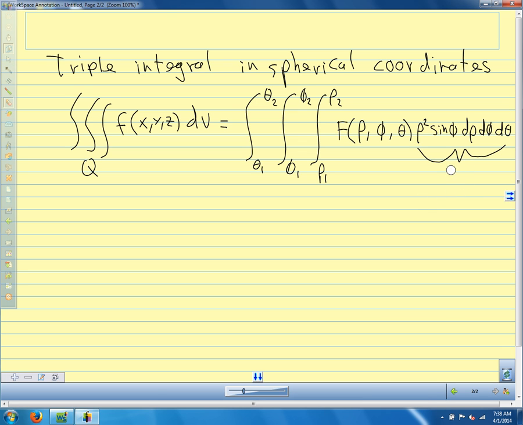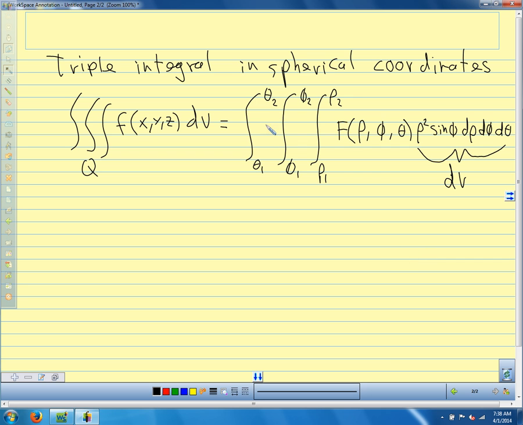So all of those pieces have to be in our integral when we evaluate triple integrals in spherical coordinates. Just like r dr d theta was in polar coordinates, and r dz dr d theta in cylindrical coordinates, we have to have all these pieces for our volume element for spherical coordinates.